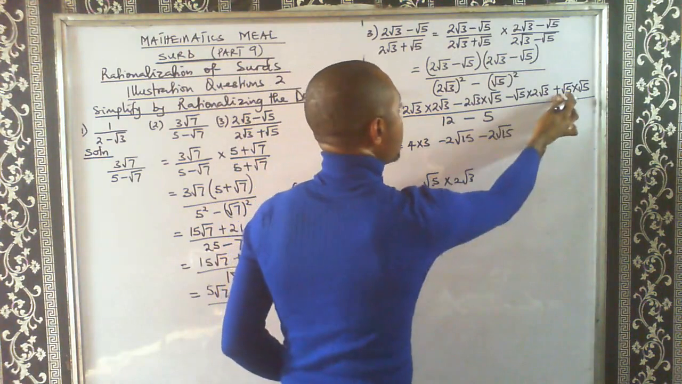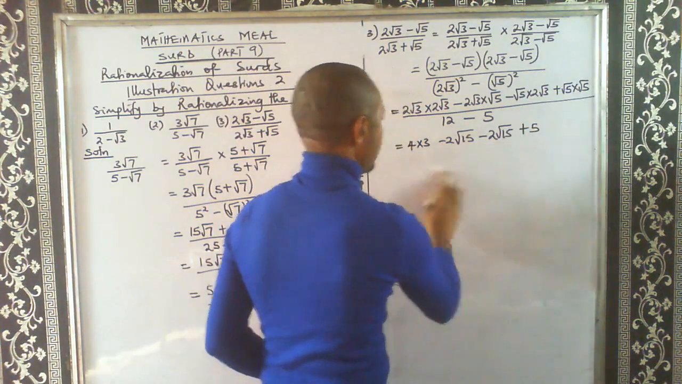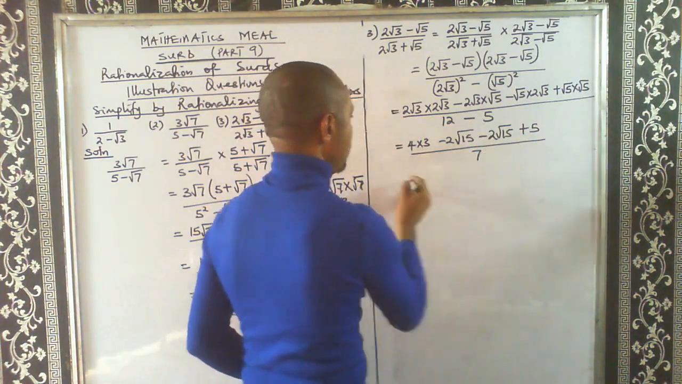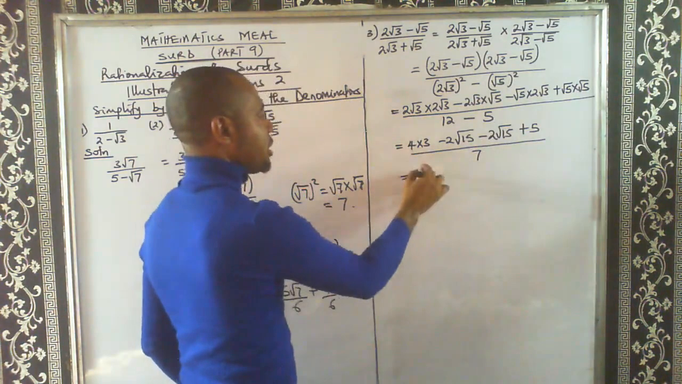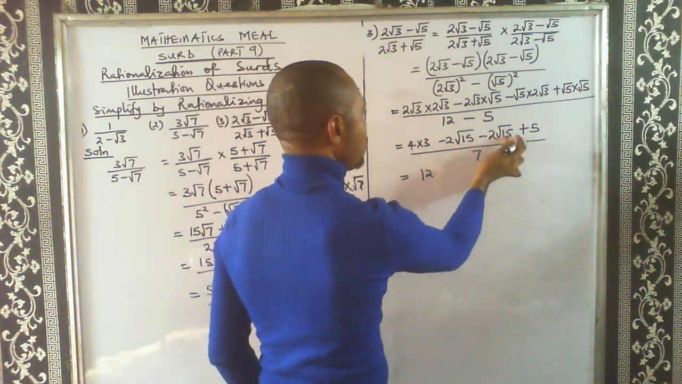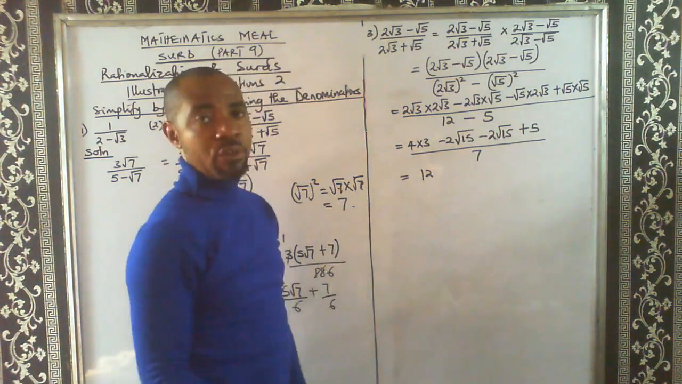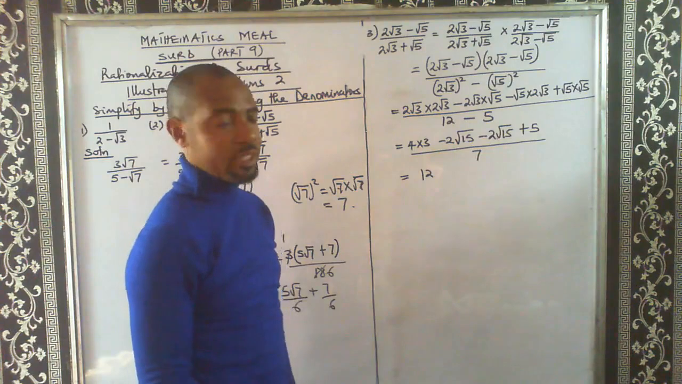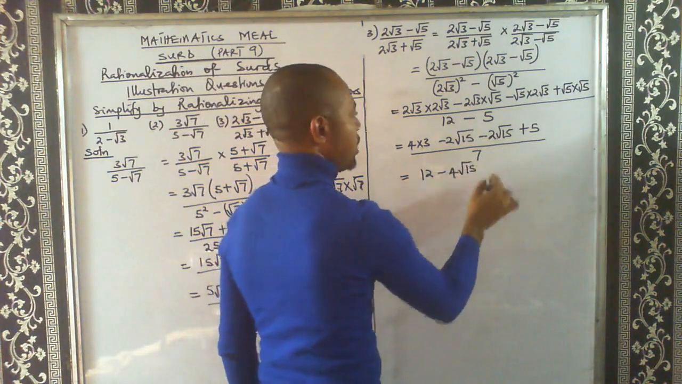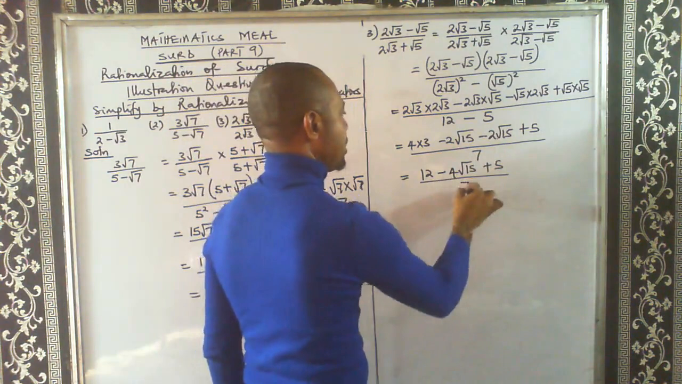Then square root of 5 times square root of 5 will just give us what? 5. All divided by 12 minus 5. So the what? 7. 4 times 3 is 12. Minus 2 root 15 minus 2 root 15. You know what it's going to be. If you have done addition and subtraction of surds, you will understand. That will give me minus 4 root 15. Then I have plus 5 divided by 7.